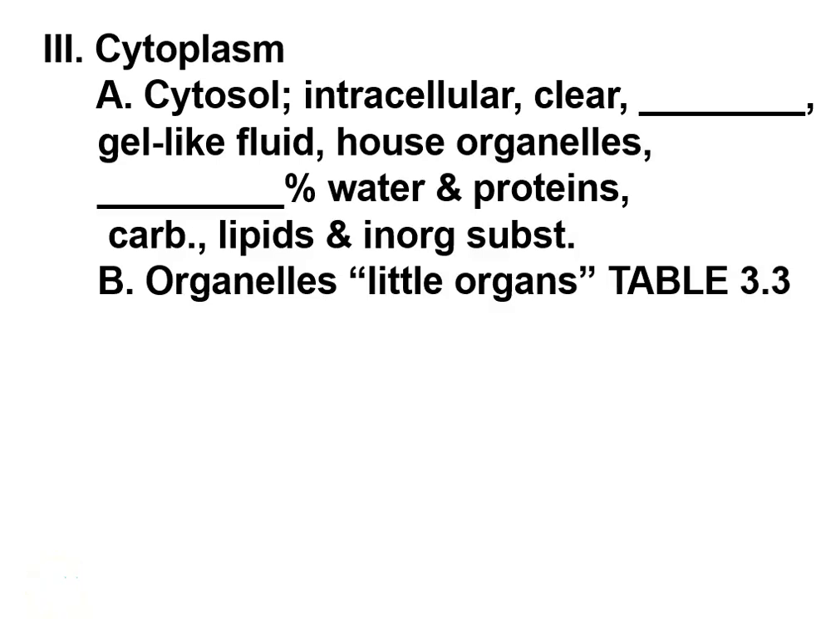Okay, so we've talked about the plasma membrane, that double phospholipid layer with embedded proteins, and we know how substances move across it and which substances can move. So now let's move into the cell and look at the cytoplasm. Cytoplasm is everything between the nucleus and the plasma membrane. It's made of an intracellular clear viscous gel-like fluid that houses all the organelles. It's about 75 to 90% water and proteins.